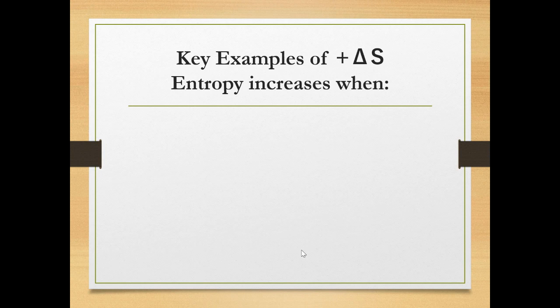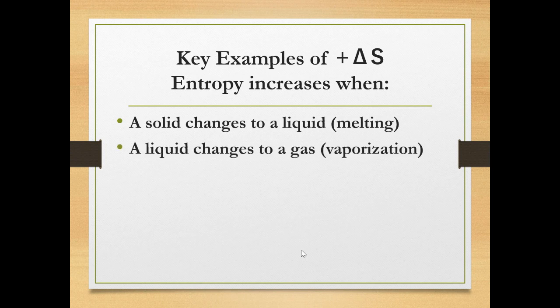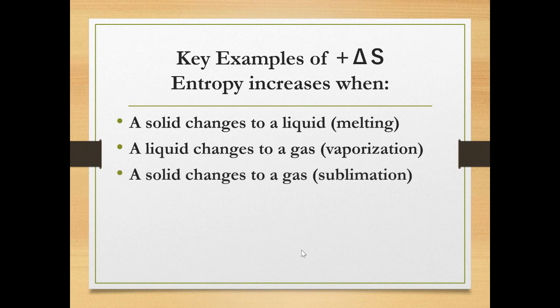So key examples of changes in entropy. How could we increase entropy? Well, one is just like we talked about, you could melt something. If you take a solid and melt it into a liquid, you increase the entropy. Another good example of entropy increase, liquid going to a gas, vaporization. Also, if a solid goes directly to a gas, if it skips the liquid phase, sublimation, that's an increase in entropy.